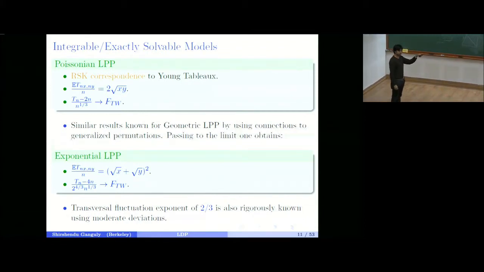Any questions so far about the known results? These are the law of large numbers and just first order fluctuation. Okay.